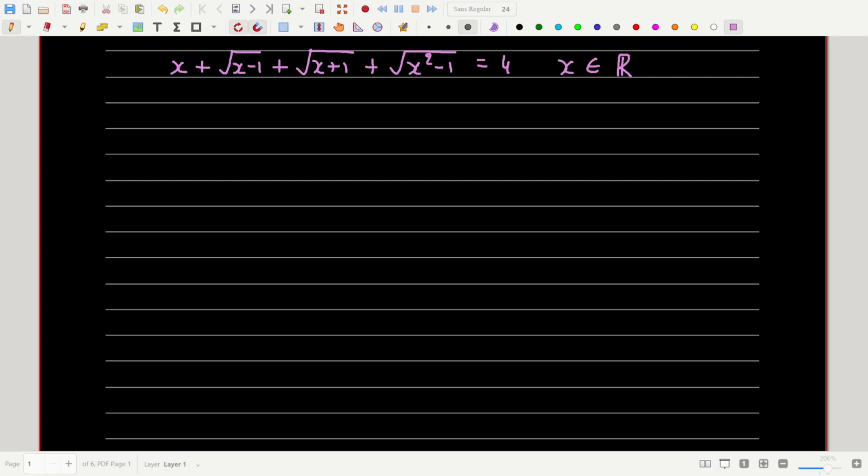Hello, math lovers. In this video, we have to find the value of x, and we have been given an equation, and x is a real number. So let's start solving this problem.